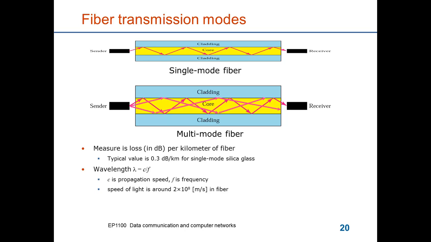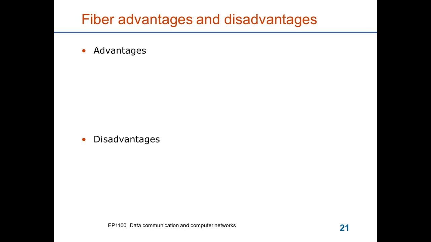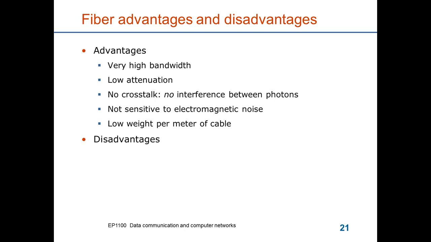There are both advantages and disadvantages with optical fiber. The advantage is that it has very high bandwidth, and has low attenuation as mentioned. There's no crosstalk, because photons don't interfere with one another, they're not sensitive to electromagnetic noise, and the cable has a low weight per meter.